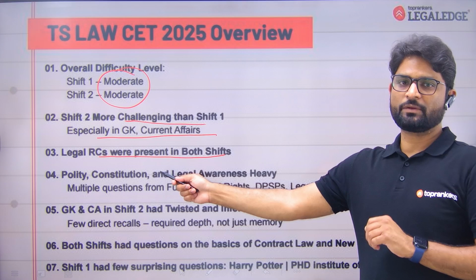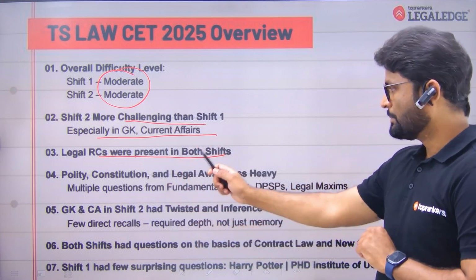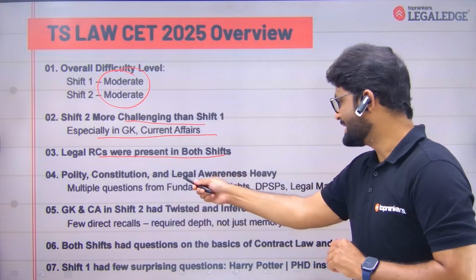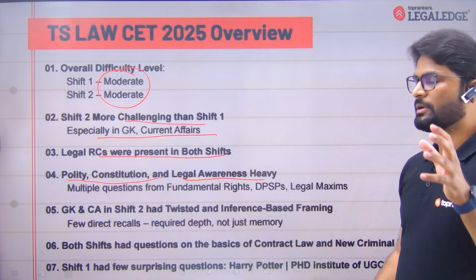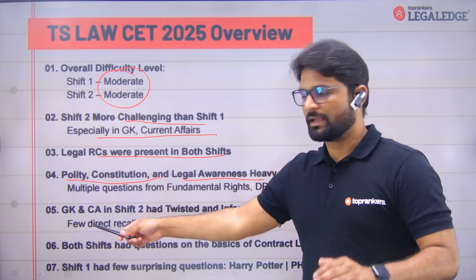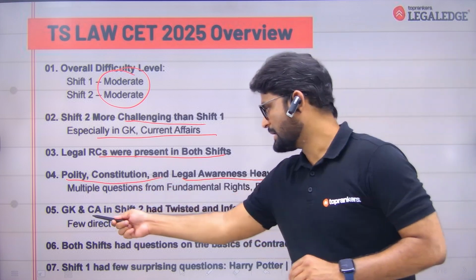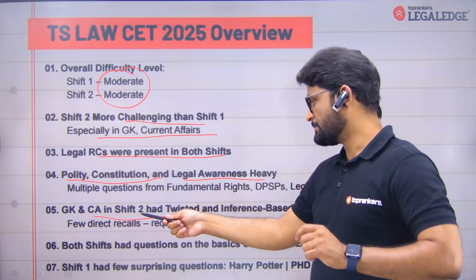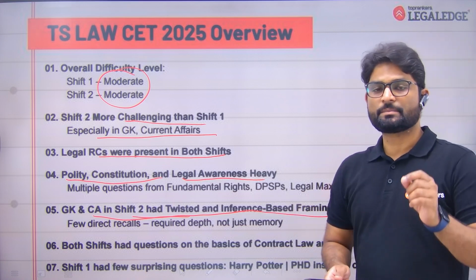So the pattern was repeated here. In both the papers, legal RCs were present. Polity, constitution, and legal awareness were given on the higher side. If we compare the whole legal aptitude section of both the shifts, the questions came from polity, constitution, and legal awareness. In GK and CA, in both the shifts, specifically in shift 2, there were very twisted and inference-based questions.